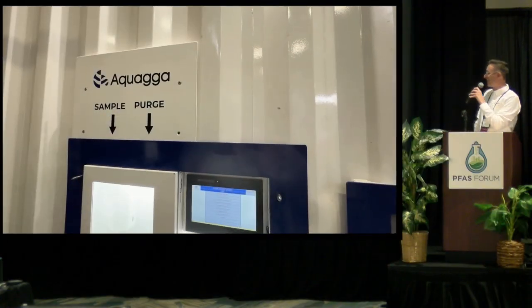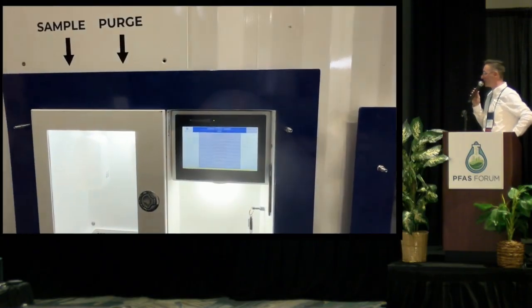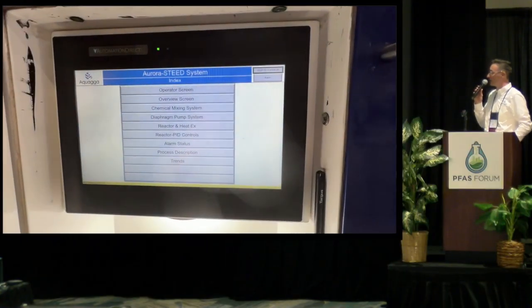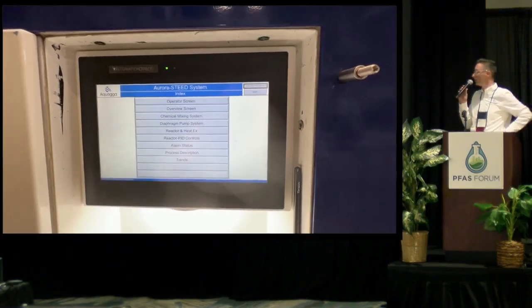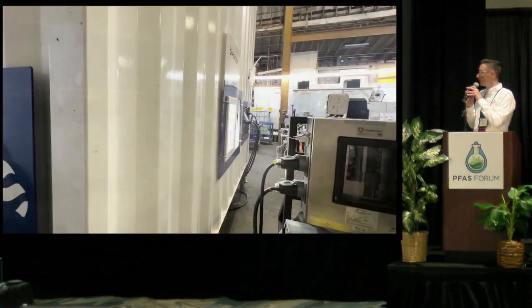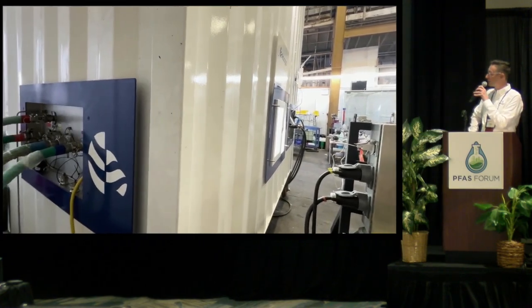Okay. The system's controlled by an off-the-shelf PLC with a touch screen. You can see some of the functions there. It's system turn on, heat up, chemical mix, sampling, all those kinds of things. We have remote monitoring capabilities. And then just around, you can see where the hoses connect into the system.